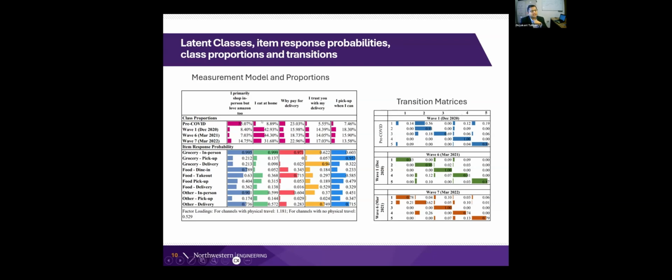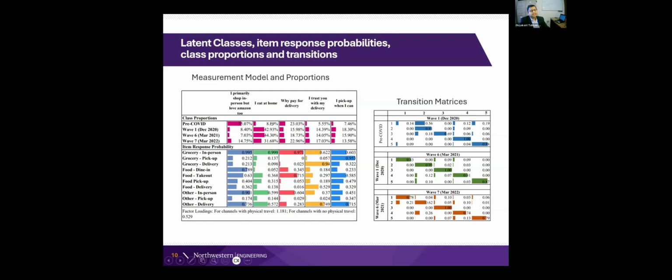And you can look at that with the top part of this figure, where you see that pre-COVID, the first class was about 55% of the population. However, as COVID hit, during wave 1, 6, and 7, in December 2020, March 2021, and March 2022, that class shrunk from 55% of the data to 8%, 7%. And then in March 2022, when most COVID concerns were gone, that class was about 14 to 15% of the data.